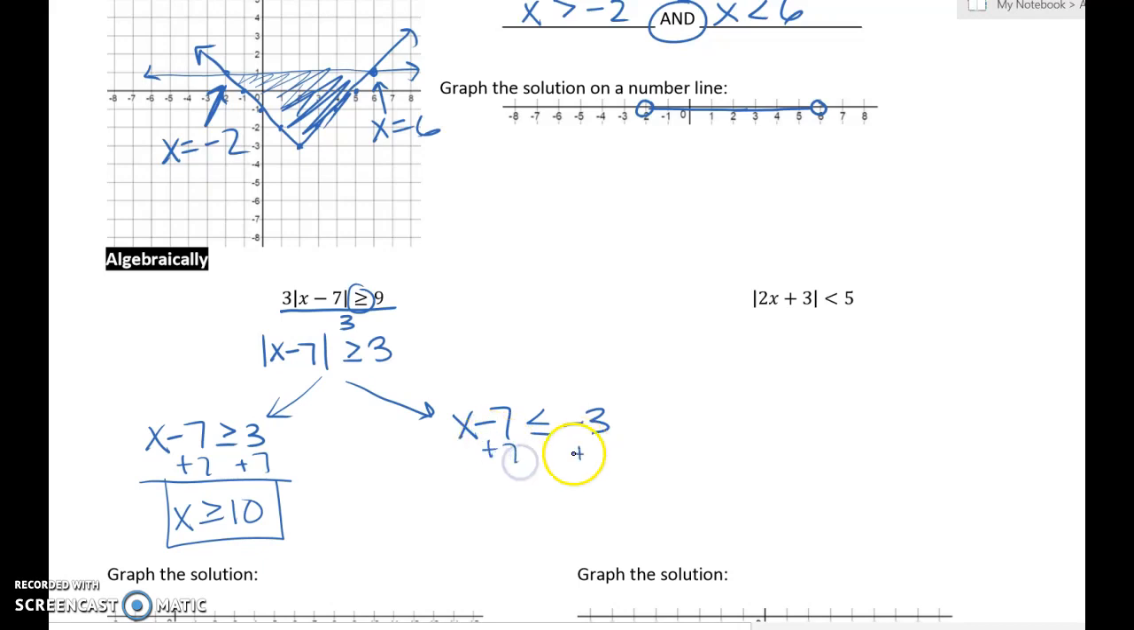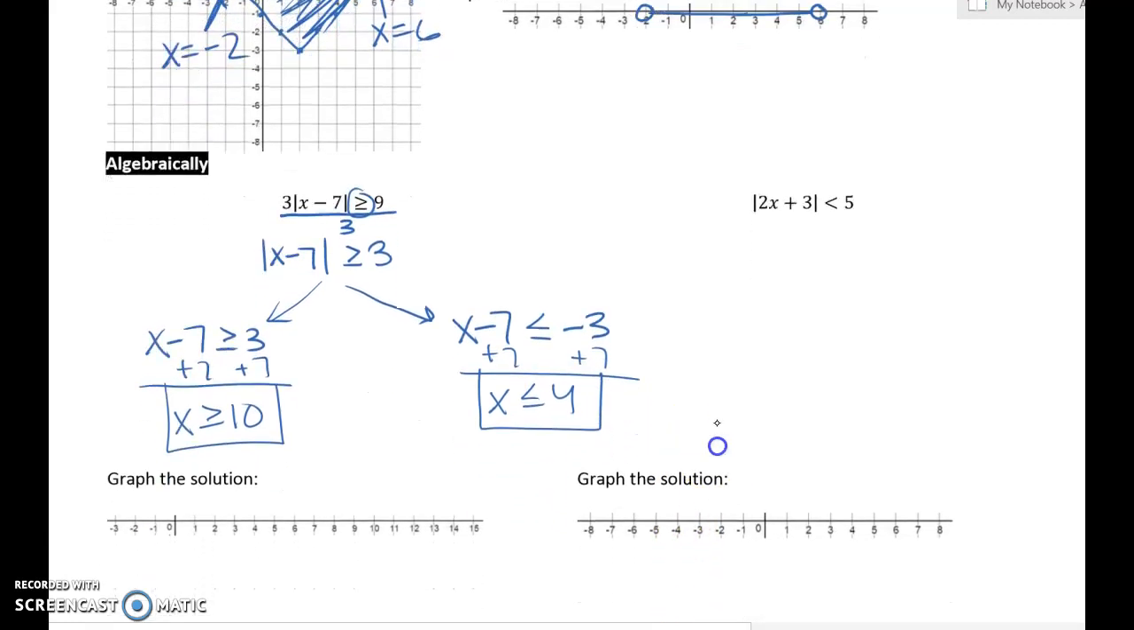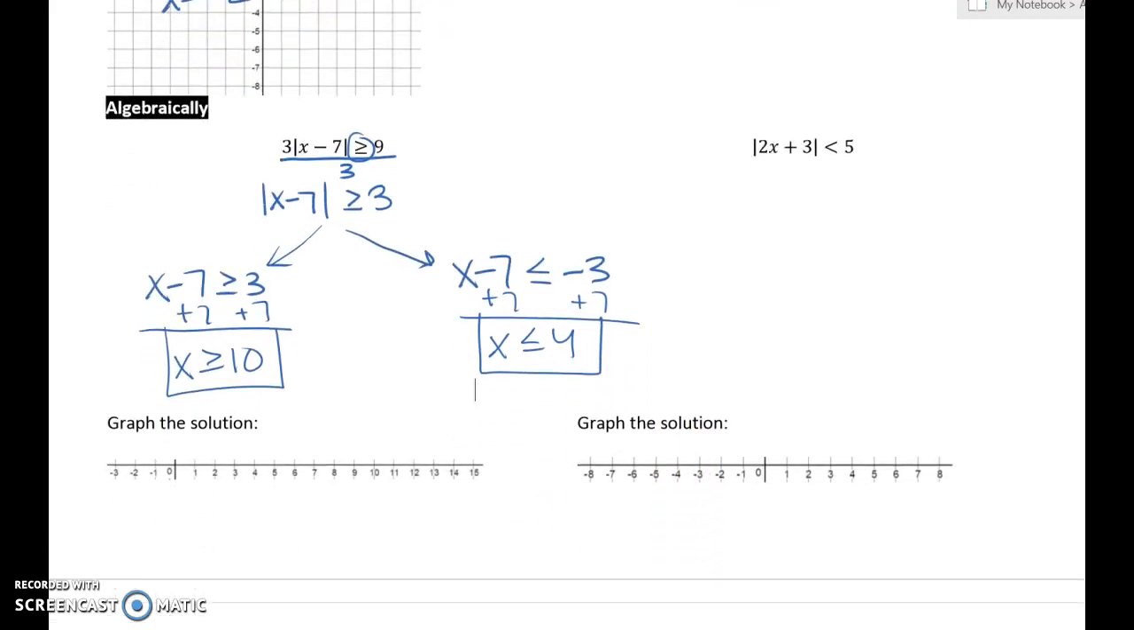Plus 7 over here, plus 7 over here, x is less than or equal to 4. And if you can tell already whether it's an and or an or, great; otherwise graph it down here. So x is less than or equal to 4 is going to go that way. X is greater than or equal to 10 will go this way. They're not connected, they don't meet, so it's an or.